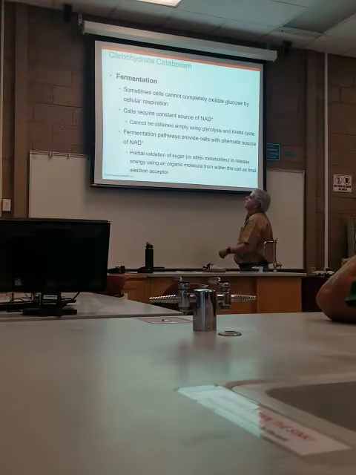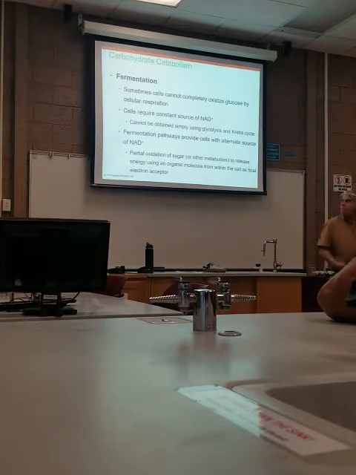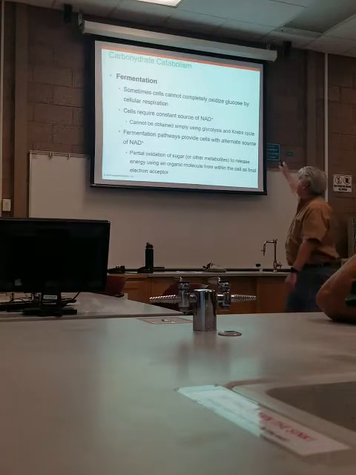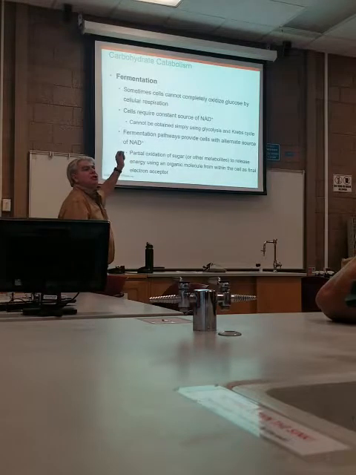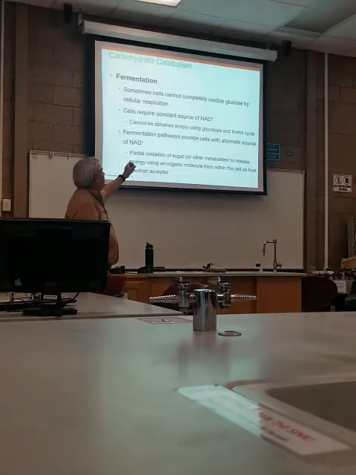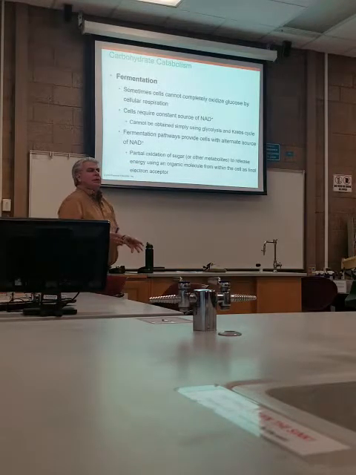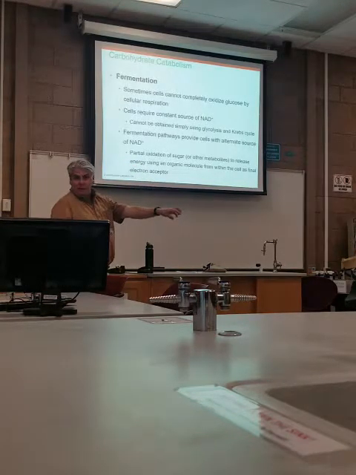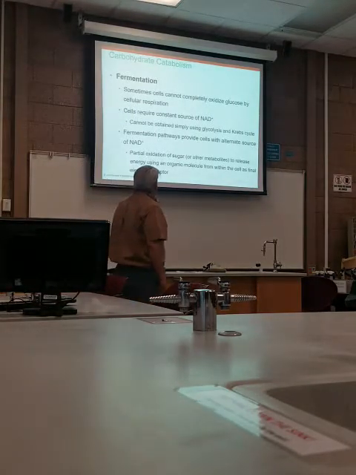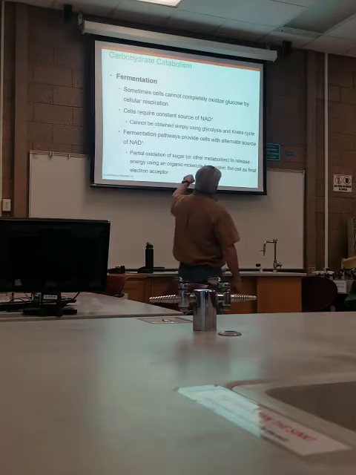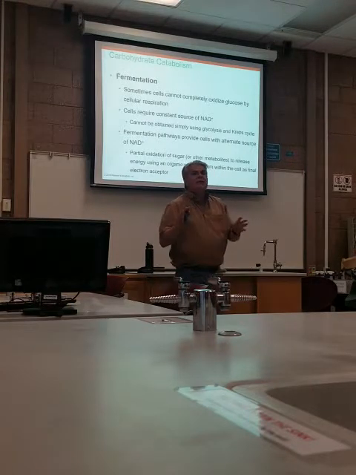So fermentation, let me go through it. No NADs cause fermentation. So sometimes cells cannot completely oxidize glucose by cellular respiration. Cells require a constant source of NAD. You regenerate it in cellular respiration. It cannot be obtained simply by using glycolysis and Krebs because you're doing what? You're actually using those up, right? So the fermentation pathway provides cells with an alternate source of NAD. Partial oxidation of sugar to release energy using an organic molecule that's already inside of the cell.